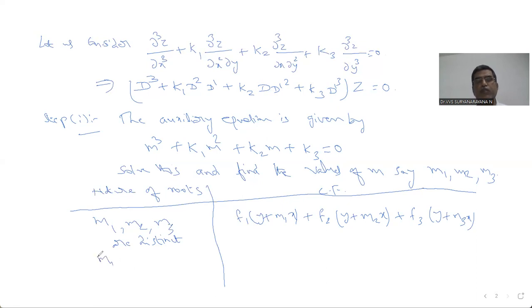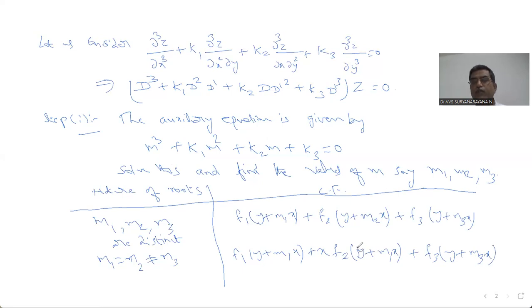If m1 and m2 are equal but the third one is different, out of the 3 roots the first 2 are equal. Take m2 equal to m1. In that case, in the same complementary function, in place of m2 we'll write m1, but outside we'll put x. So f1 of (y + m1x) plus x into f2 of again (y + m1x), plus the third one the same, f3 of (y + m3x).